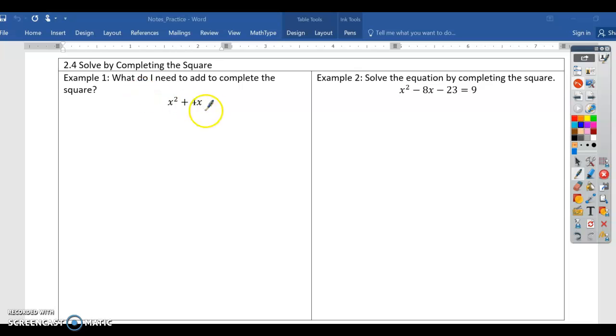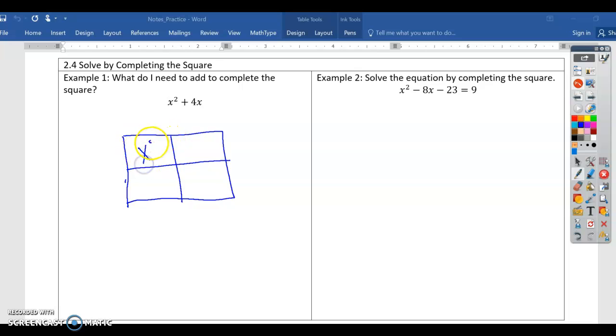So x squared plus 4x. What do I need to complete the square, okay? Let's say this is my square, and when we're trying to complete the square, we have to think of area. The area of my square is going to be x squared, because that goes in one box. Then I have to figure out how I can split up this 4x so it will be even. So I can put 2x here and 2x here, okay?